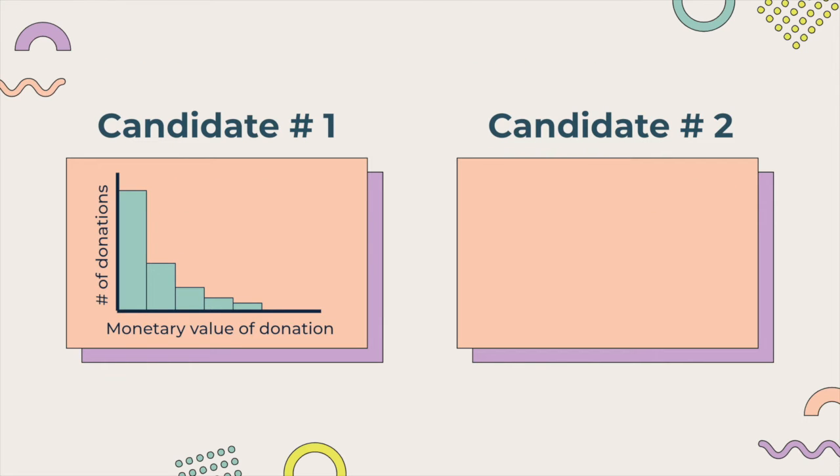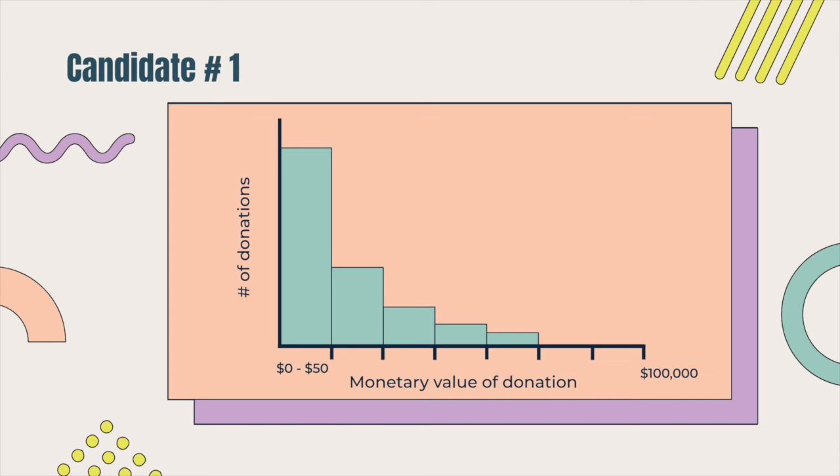How about we build a histogram to dissect this data by donation size? Let's zoom into candidate 1's graph. The first bar represents the number of donations that were less than $50. This bar is by far the tallest in the chart. There were fewer donations that are greater than $50, and there were no very large donations. This means that this candidate received mostly small donations.